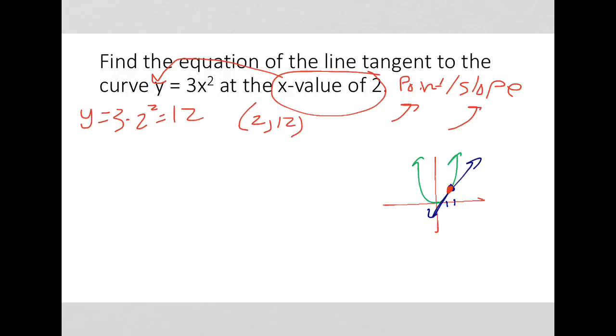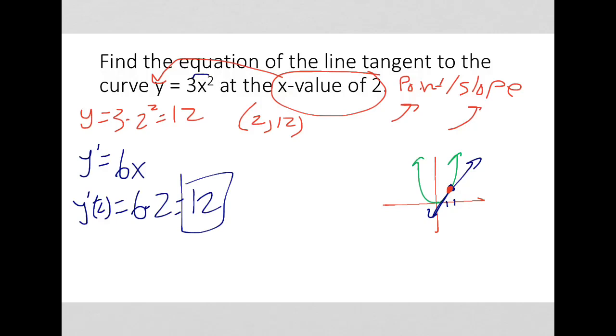Now I need to find the slope as well. In order to find the slope of the tangent line, I need to take the derivative at that x value. So y prime, the power rule says 2 times 3 gives me 6x to the first. And I need to plug in my x value of 2. So I'm going to get 6 times 2, which also happens to be 12. But this is just a pure coincidence. It's not always going to be like that.